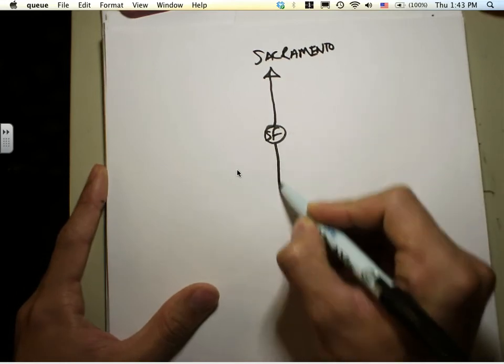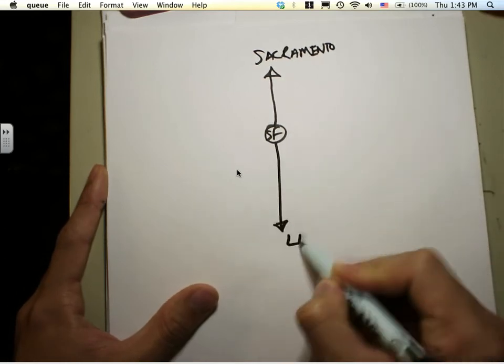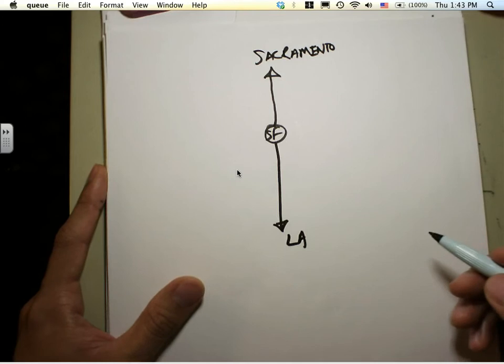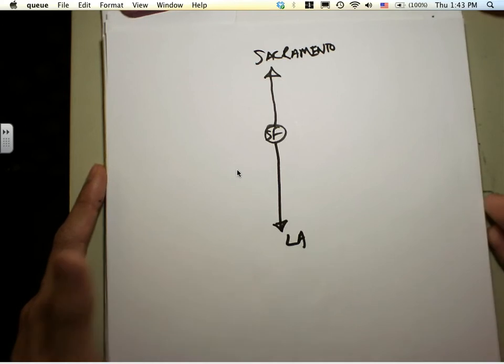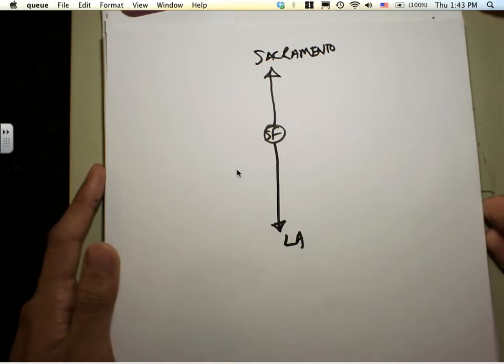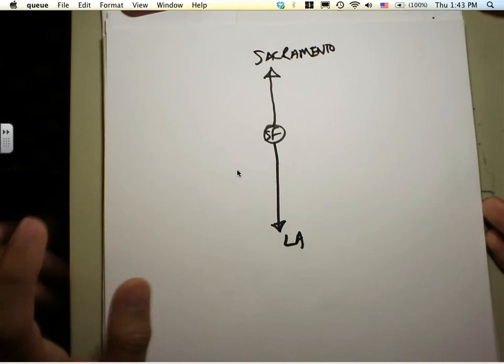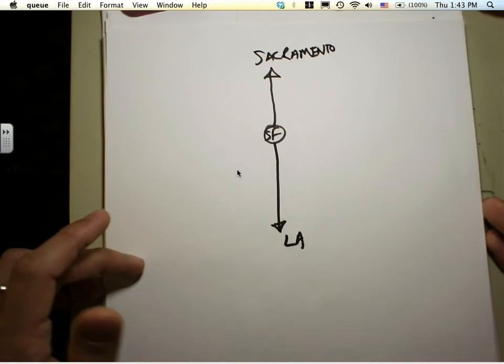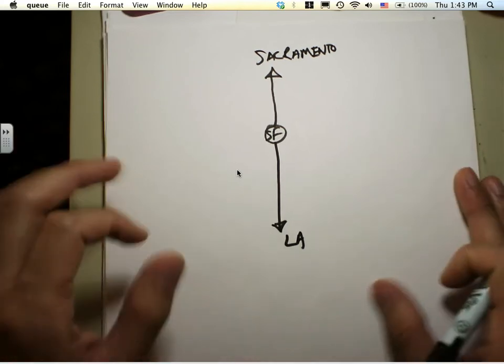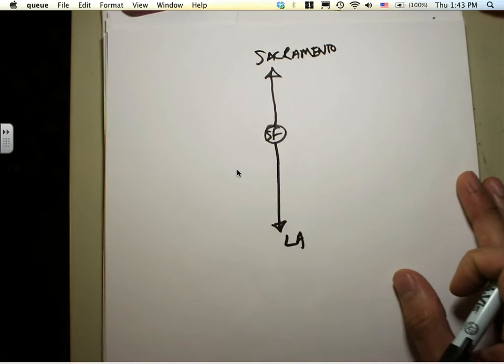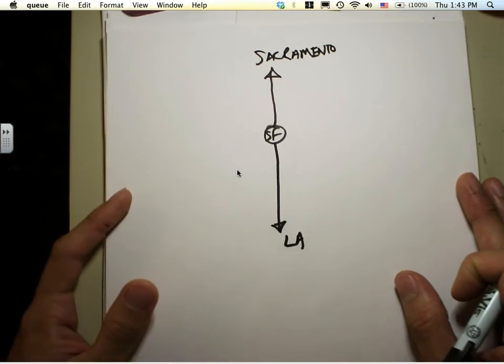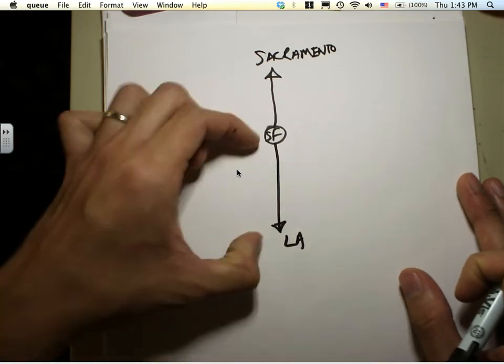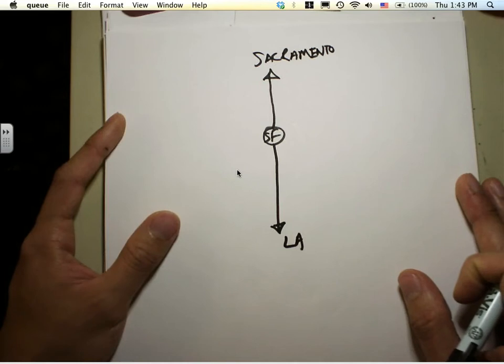there's another jet going south to LA. And notice, I hope this is not a coincidence, but I do have a longer arrow going south than north. Why? San Francisco's closer to Sacramento. Actually, they're leaving from the same airport, San Francisco airport. But why is this one longer and this one shorter? Because the one going to LA is faster.